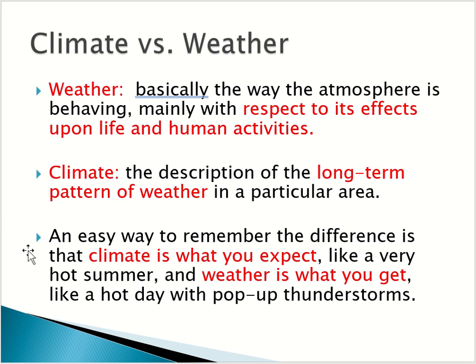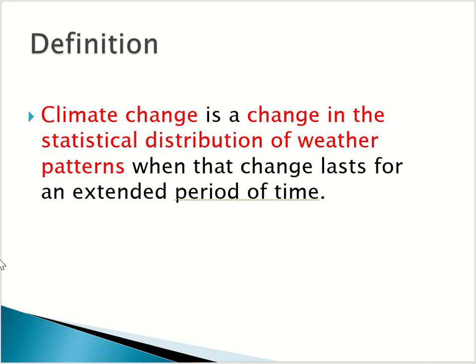So it says here, an easy way to remember the difference is climate is the kind of weather conditions that you would expect. It's what would be typical. And weather is what you actually get. You have your expectations and you get what you get. Climate change is a change in the statistical distribution of weather patterns, the effects of climate observed over an extended period of time.